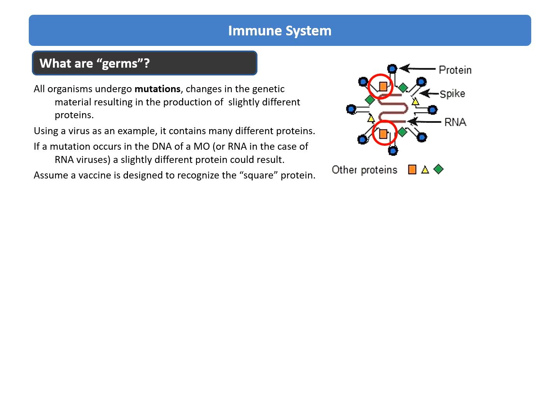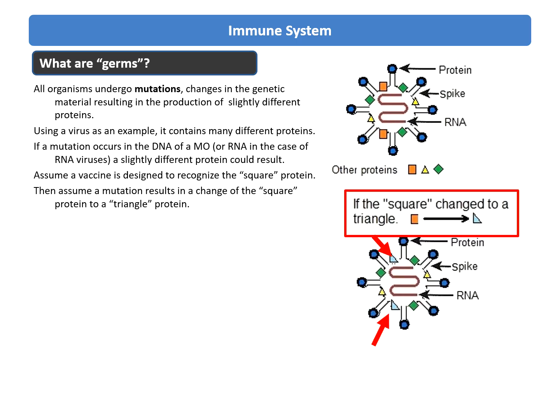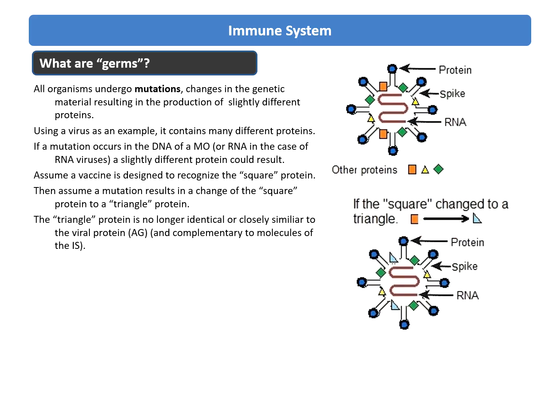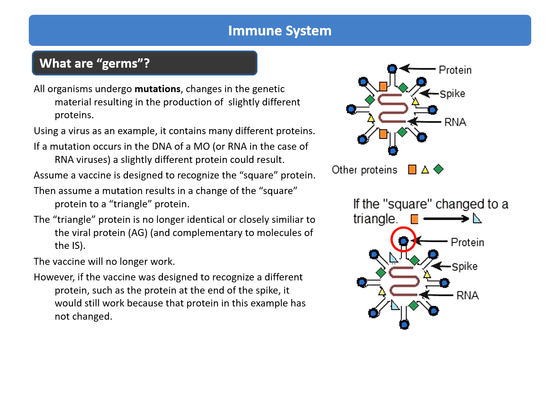Assume a vaccine is designed to recognize the square protein. Then assume a mutation occurs in which the square is changed into a triangular protein. The triangular protein is no longer identical or closely similar to the viral protein, the antigen, and it's no longer complementary to a molecule of the immune system. The vaccine will no longer work.